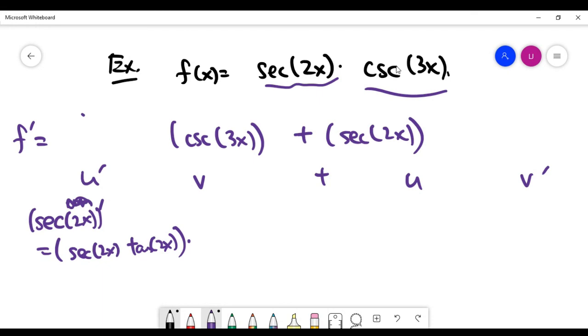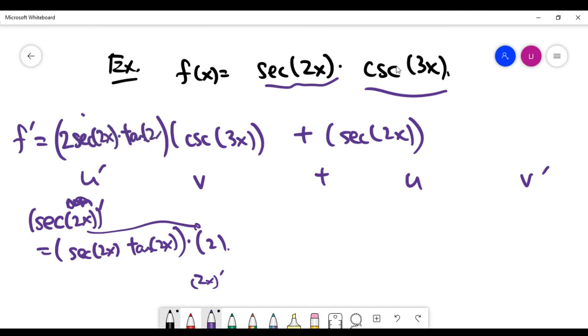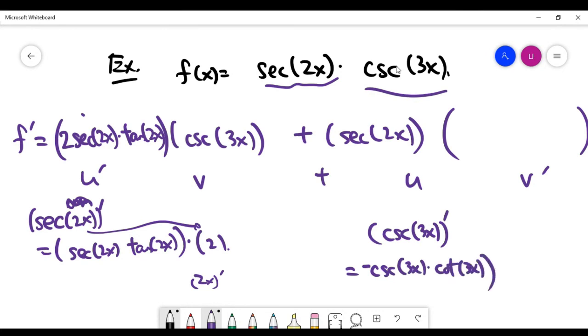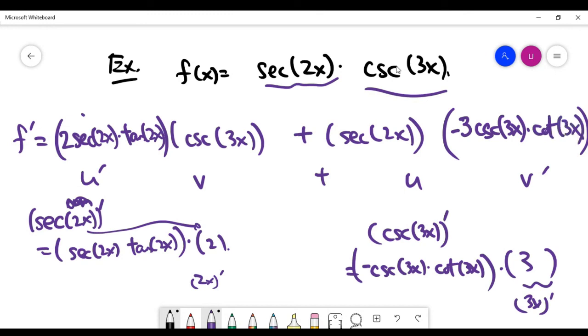The bracket contains the function 2x. If you take the derivative, it's going to be 2. So u prime is the same as 2 times secant of 2x times tangent of 2x. Similarly, for v prime we can do something similar. The derivative of cosecant of 3x is minus cosecant of 3x times cotangent of 3x, and this needs to be multiplied by the derivative of 3x, which is 3. So v prime is minus 3 cosecant of 3x times cotangent of 3x. And that's the answer to this problem.